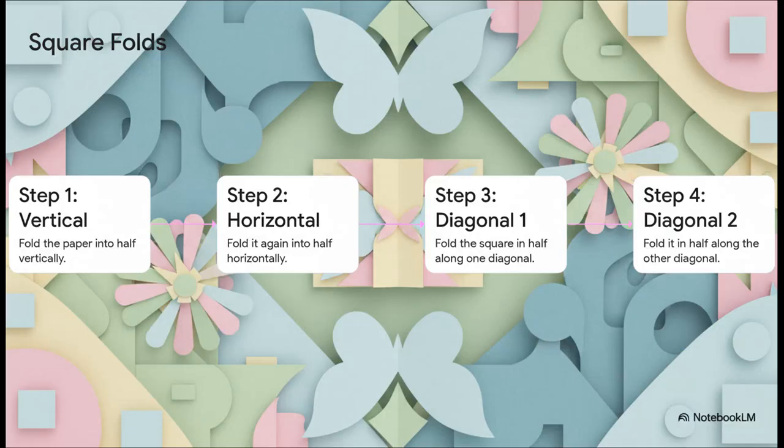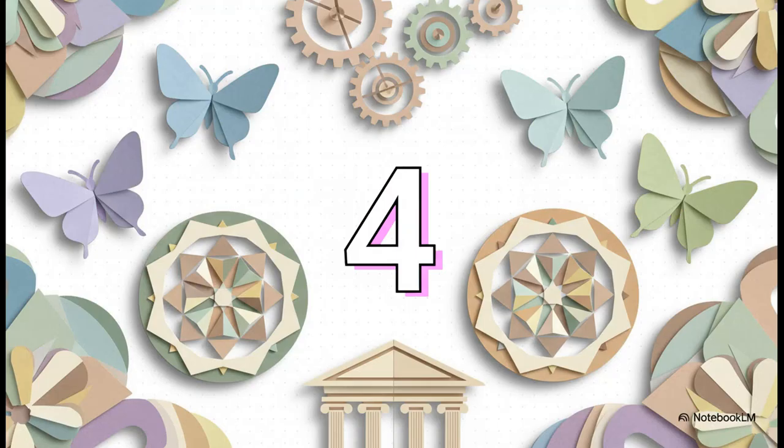Let's actually see this in action with a simple square. Okay, so you can fold it in half vertically, that's one line. You can fold it in half horizontally, that's two. But wait, we're not done. You can also fold it perfectly along one diagonal and then again along the second diagonal. So a square doesn't just have one or two lines of symmetry. It has exactly four different ways to get that perfect overlapping fold.